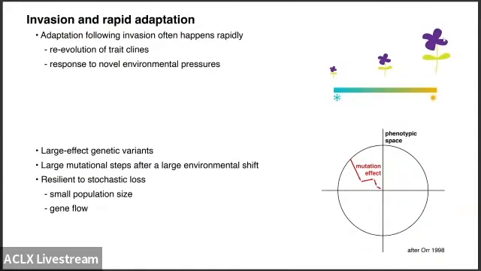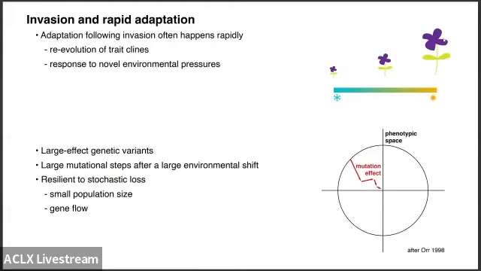So what are our expectations of invasion and its genetic architecture? We can observe that adaptation following invasion often happens rapidly as haphazardly introduced invaders spread across diverse environmental gradients. We see the re-evolution of trait clines that are observed in the native range, but we also see response to novel environmental pressures. We also expect that invasion and rapid adaptation will involve large effect genetic variants.